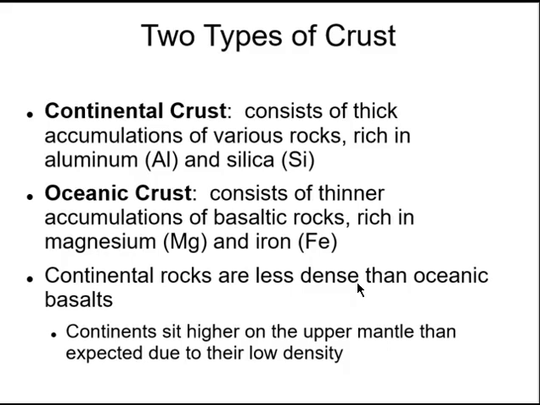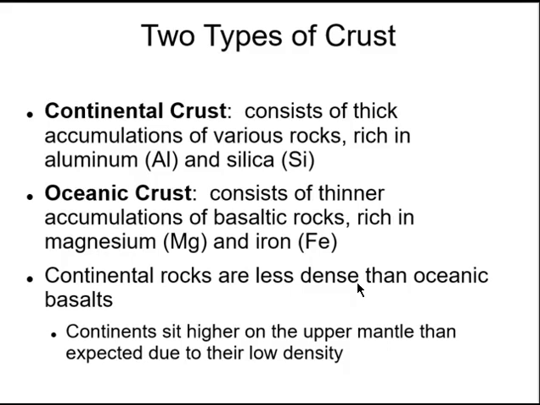Now, because of what they're made up of, continental rocks tend to be less dense than oceanic basalts are. So what that means is that, remember that they're sitting on top of this kind of fluid flowing material that makes up the asthenosphere. So if continental rocks are less dense, they're going to sit up higher than the oceanic rocks will. So the oceanic rocks will sit down lower, which will give us depressions.